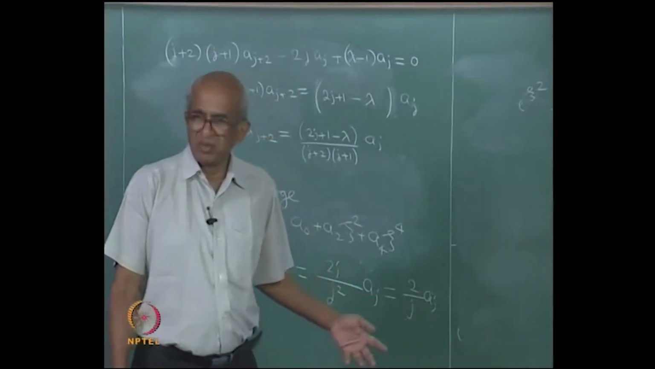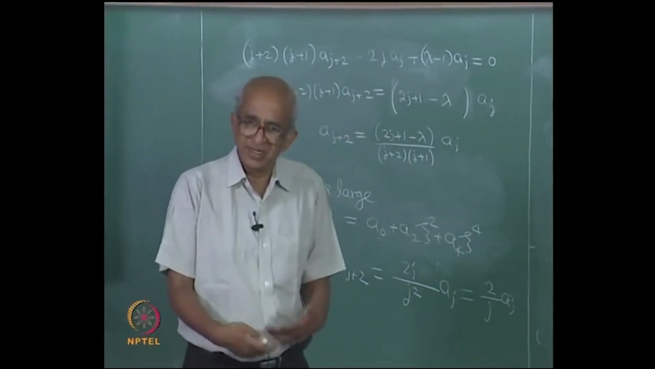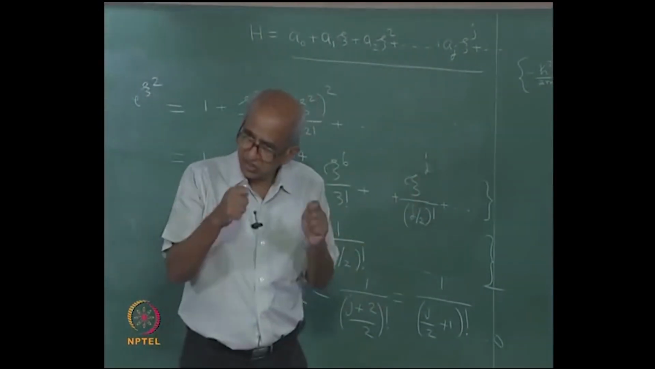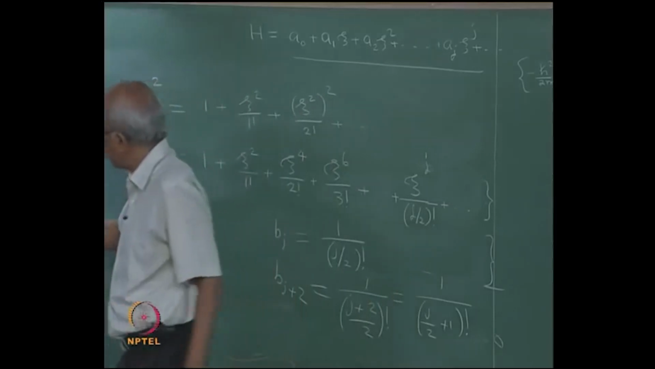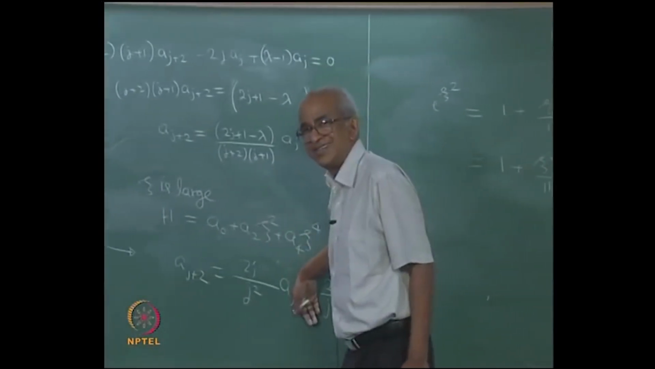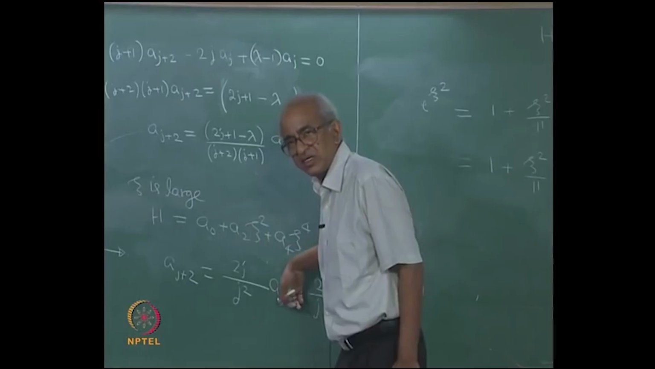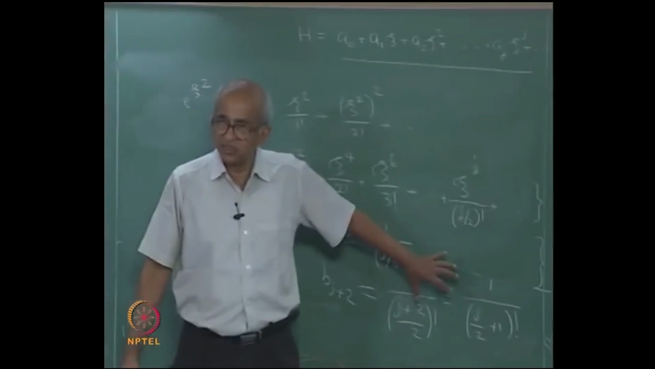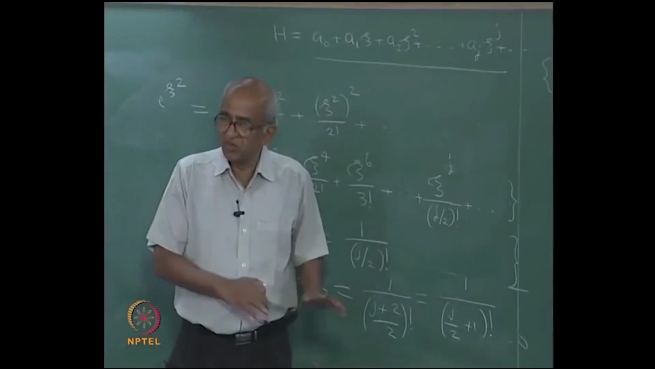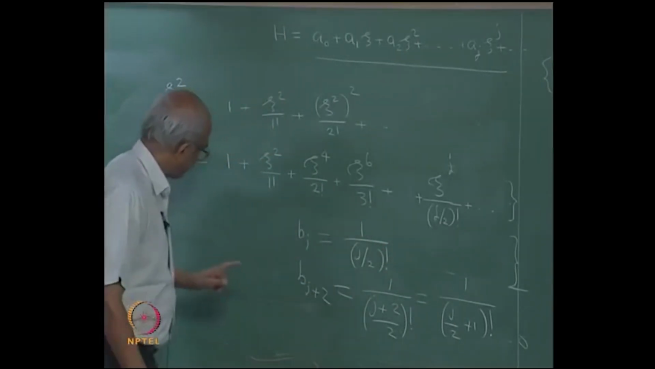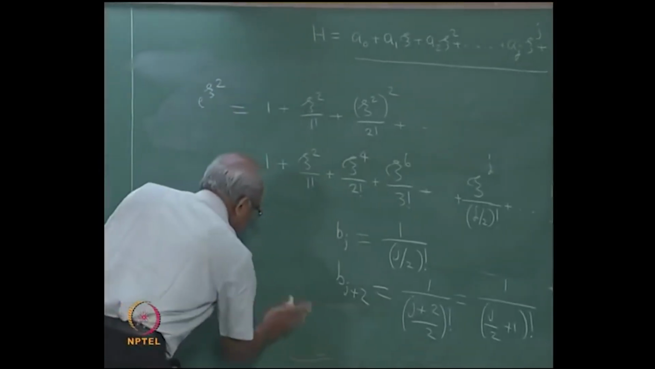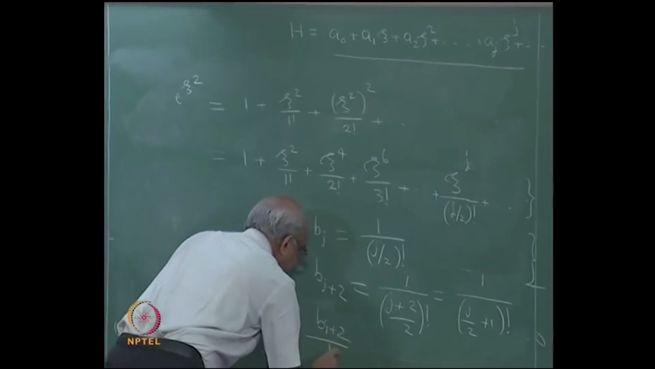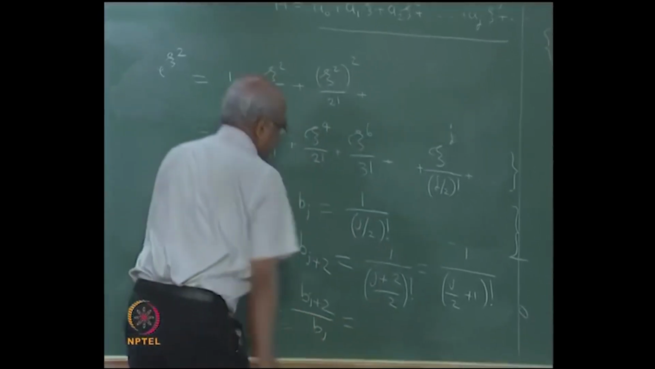Correct? I mean, why do I do this? Because I want to find a recursion relationship that is valid for this series and to show that that recursion relationship and this recursion relationship are the same. And because the recursion relationships are the same, the behavior of this series and the behavior of that series has to be the same. That is the reason why I am doing this. So, therefore, now let me calculate bj plus 2 divided by bj. How much would it be?